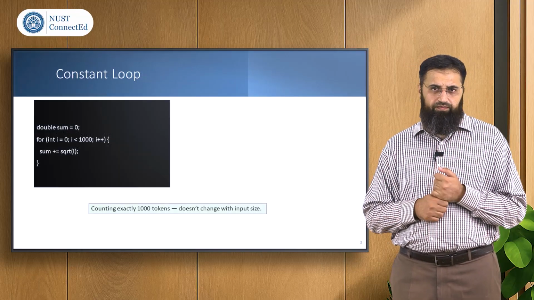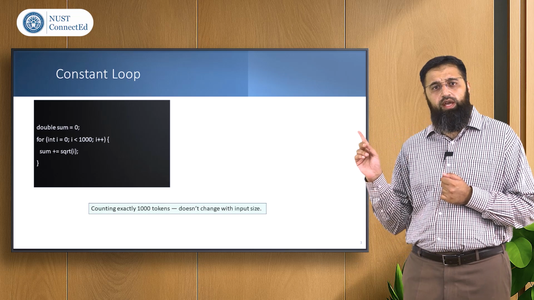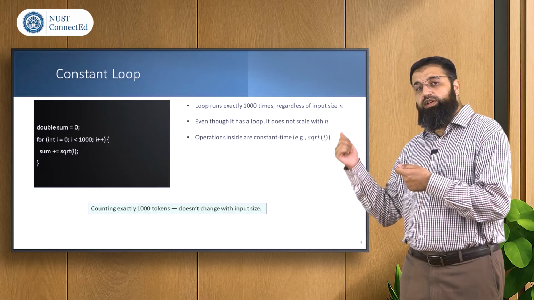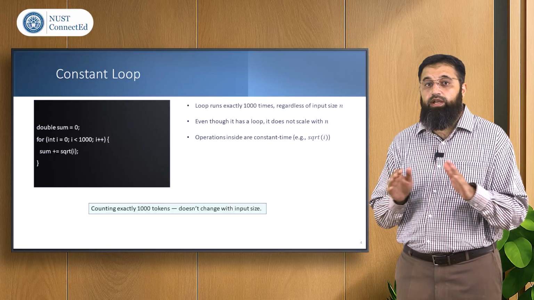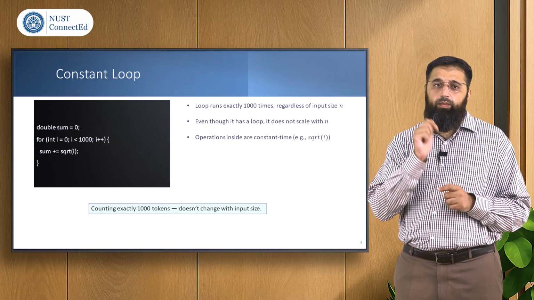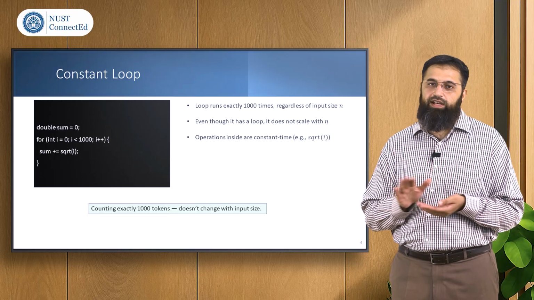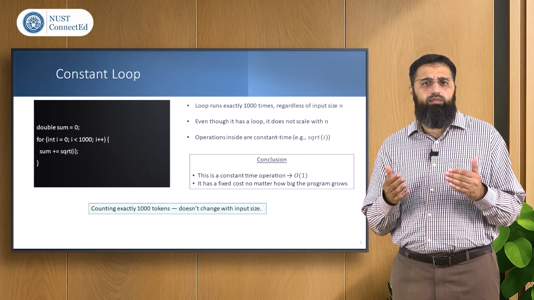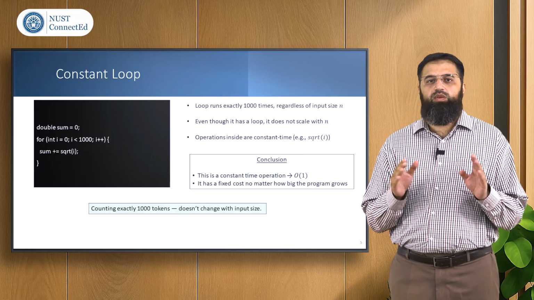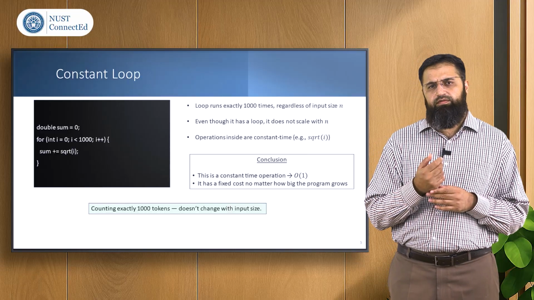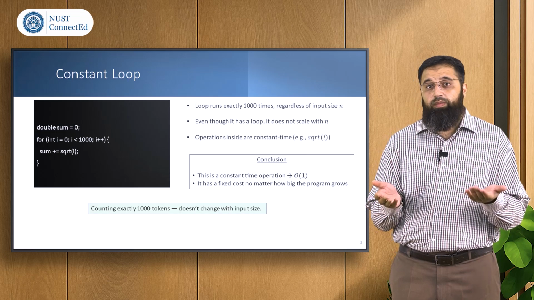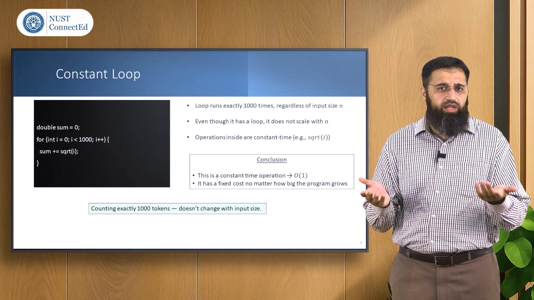Let's start simple. A fixed count loop, shown here. Even though this is a loop, it always runs exactly 1000 times, no matter what the input is. Each iteration does a constant time operation, a square root and an addition. So overall, this is Big O of 1, or constant time. The cost never changes with input size. In real life, this is like counting out exactly 1000 tickets. Doesn't matter how big the audience is, you're only doing 1000 operations.